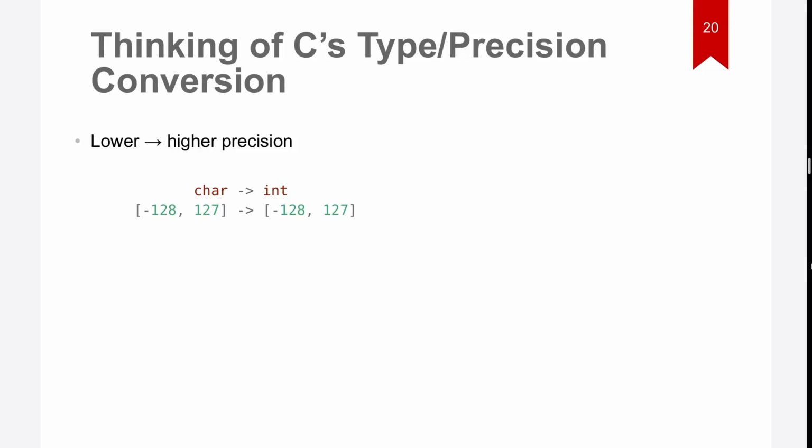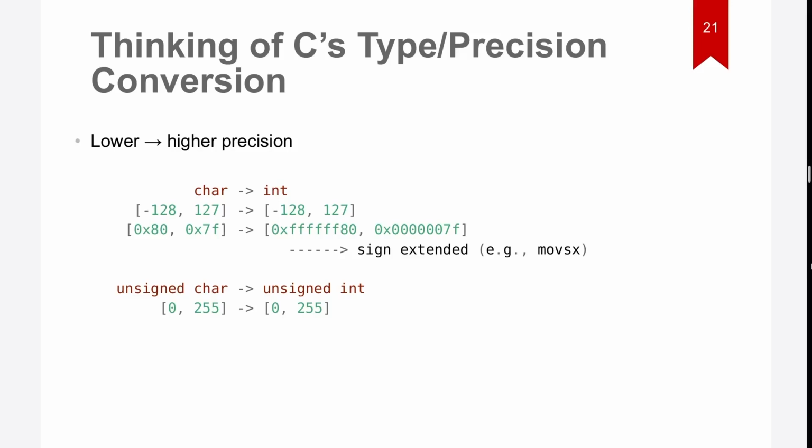A character can be interpreted, the entire range of a signed character fits into a signed integer. And we can simply do that by sign extending the most significant bit, and then we end up in the same range. That is not a problem. In unsigned, that's also the case. That's also the same. We can simply zero extend.